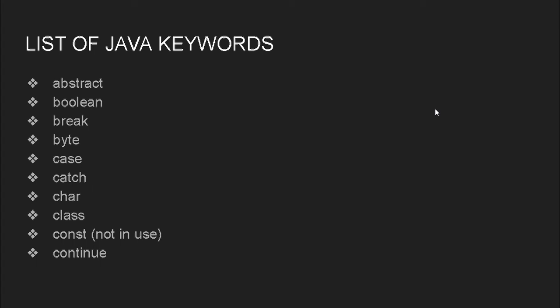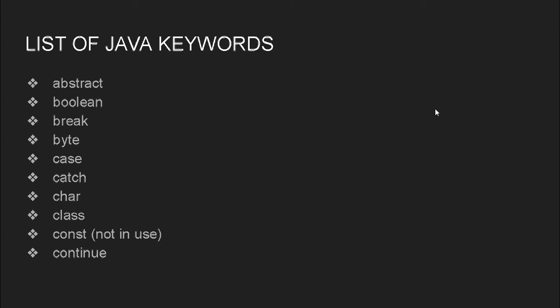Byte is a kind of data type, just like int and char. We will be discussing that later in data types. The byte keyword is basically used to declare a byte data type. Now case, we have already seen where case was used. It was used in switch case, right?